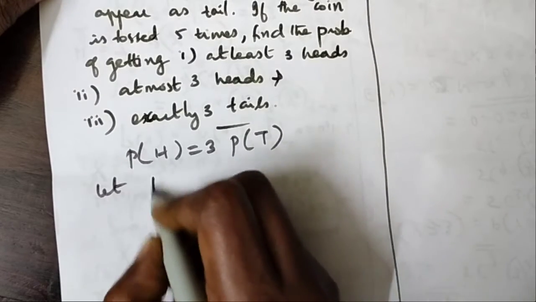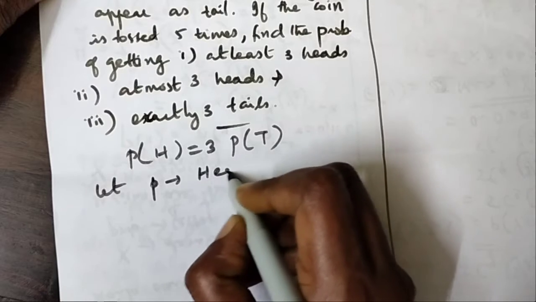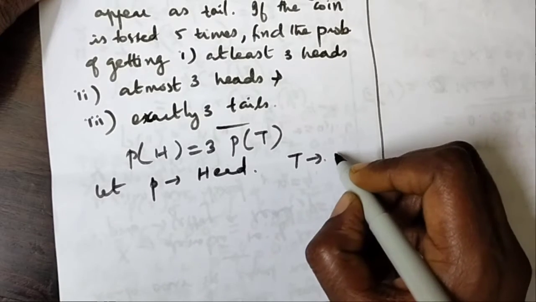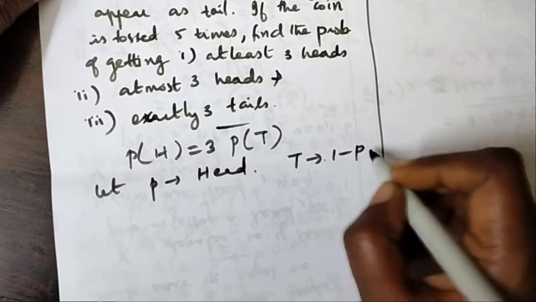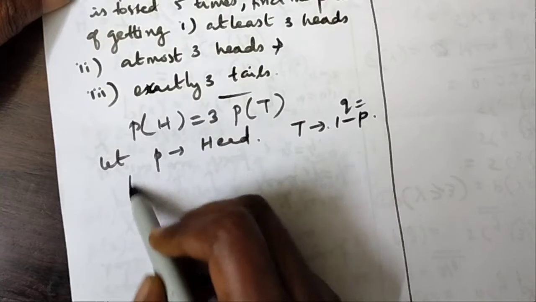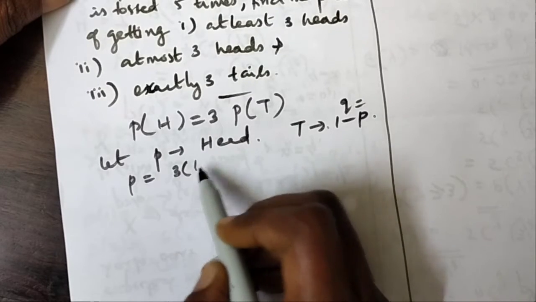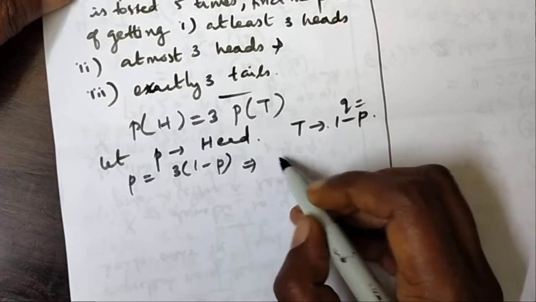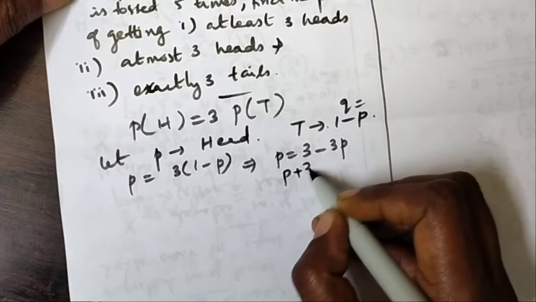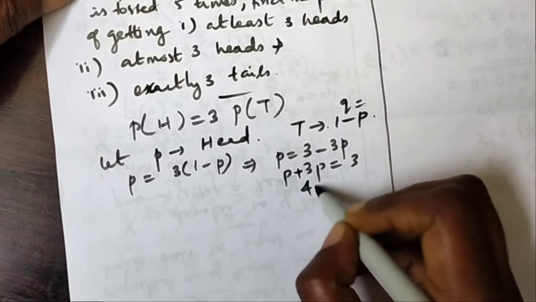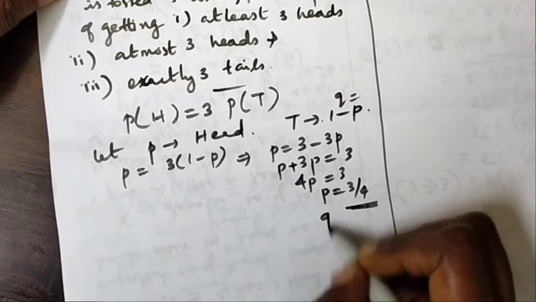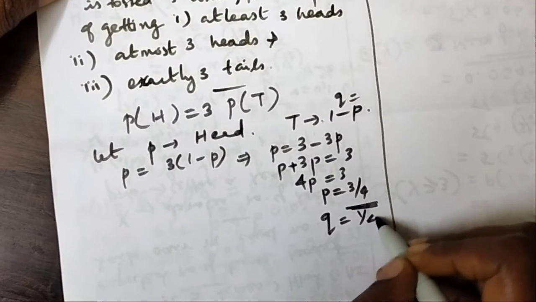So let P be the probability of getting a head. So what will be the probability of getting a tail? It is 1 minus P, or it is Q. Q is equal to 1 minus P. And it is given that P is equal to 3 into (1 minus P). That is P is equal to 3 minus 3P, or P plus 3P is 3, or 4P is 3, or P is 3 by 4. Okay. So Q is 1 minus 3 by 4, it is 1 by 4.